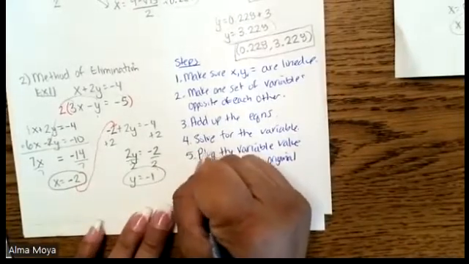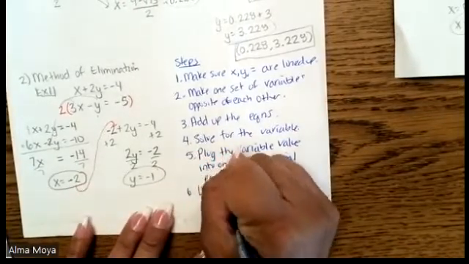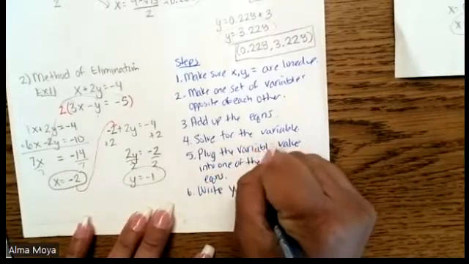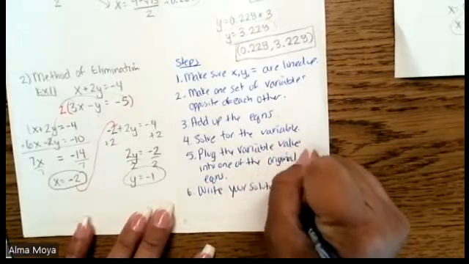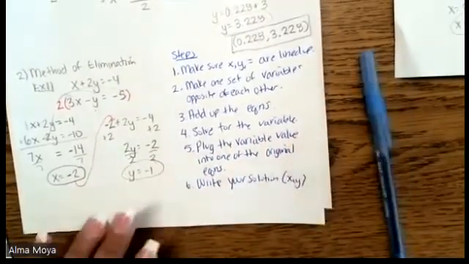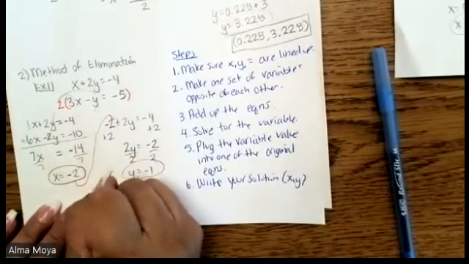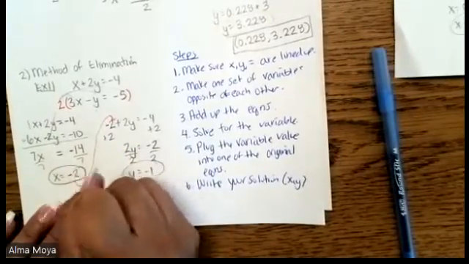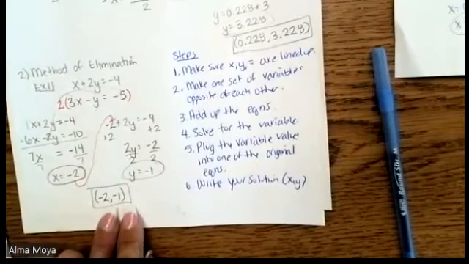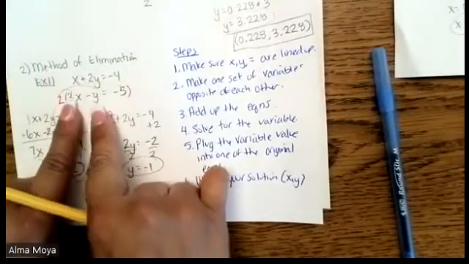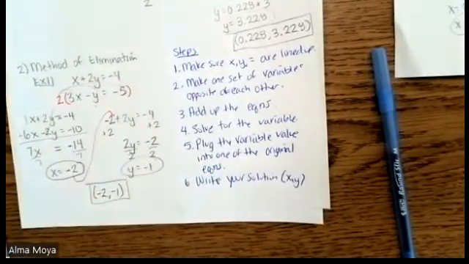Now write your solution as a coordinate point. So the x is negative 2, the y is negative 1. And once again, you can go back, plug in x and y, make sure you get a negative 4, plug in x and y, make sure you get a negative 5.